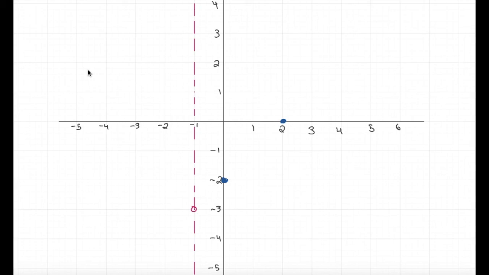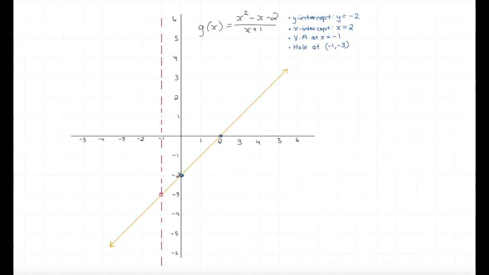So we see that although the function appears to be linear, it is important to note that there still is a vertical asymptote and a hole.